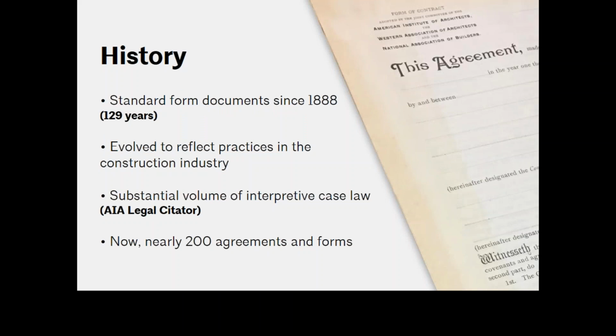The AIA has been creating standard form documents since the late 1800s. Even before that, we were providing industry input to architects about contractual matters. We started off, our first contract we created was an owner-contractor agreement. We created our first general conditions for a construction contract in the early 1900s, and of course have been creating documents ever since.